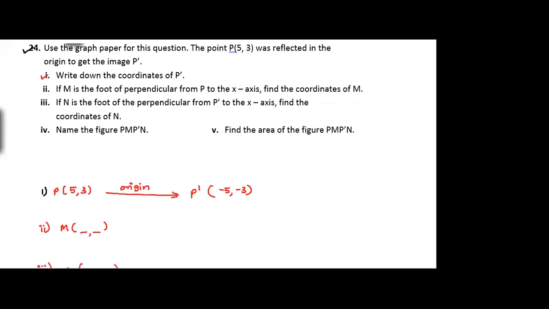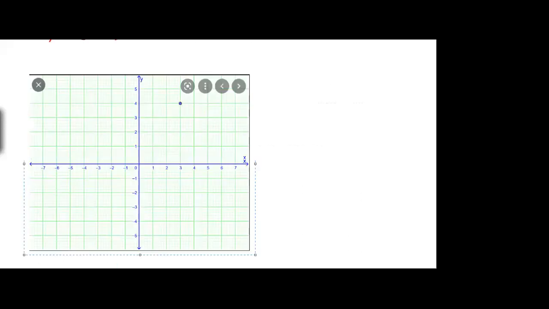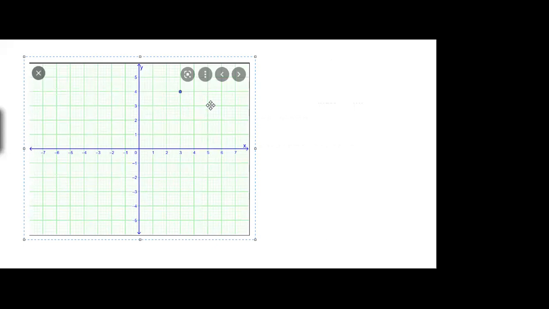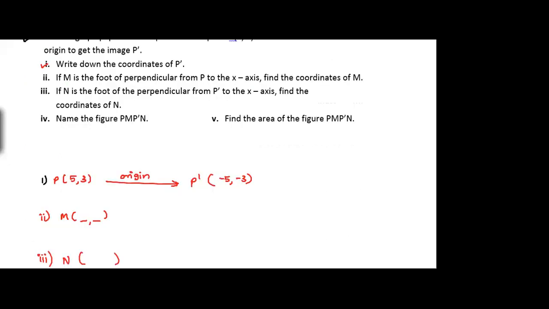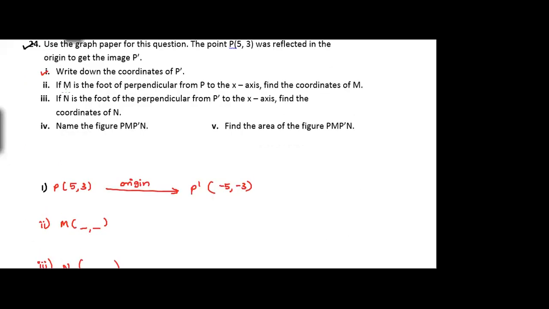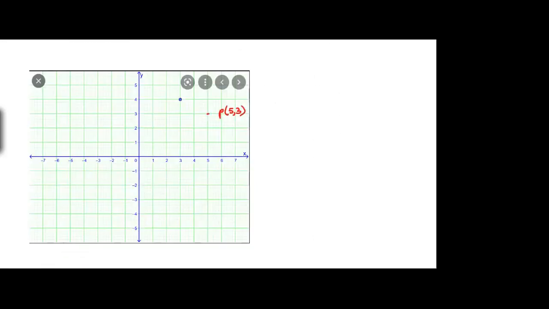I hope my graph paper is ready over here. Point P is 5 comma 3. So where will be point 5 comma 3? Here will be the point P: 5 on the x-axis and 3 on the y-axis. Now from there, what is the second part of the sum? Read it. N is the foot of the perpendicular from point P to the x-axis. If we draw the perpendicular line from point P to the x-axis, it is going to look something like this, isn't it?